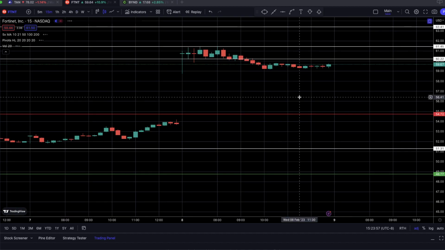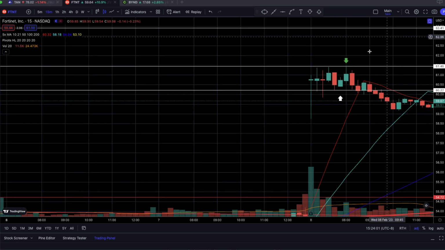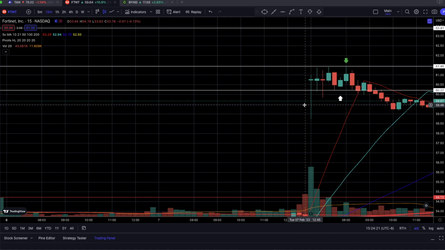Now for FTNT, I was originally thinking for a day trade. So this one was supposed to be a day trade, and it turned out to be a great day trade because I was looking for what we call an opening range breakout. So whenever we have a huge gap up due to news or other catalysts like earnings, we sometimes get a huge run to the upside after market open.